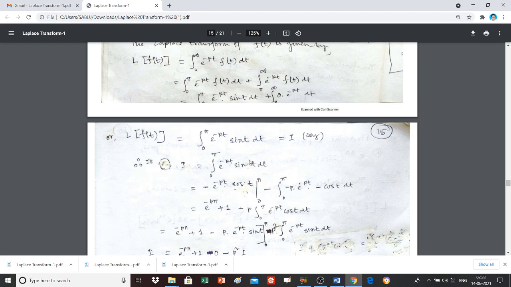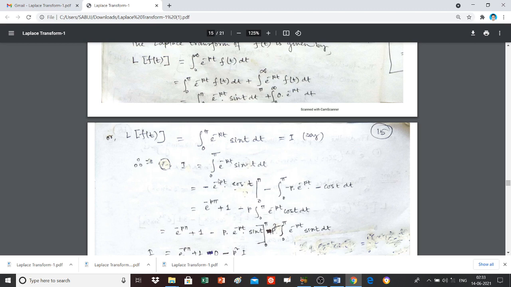You can evaluate or integrate this by using the method of integration by parts. In that case, e to the power minus pt should be taken as constant first. Then integrate sin t, that will give you minus cos t, from 0 to pi. Then a minus will appear here, the integral from 0 to pi, then differentiate this term, that is minus p e to the minus pt, then integrate sin t, that is minus cos t dt.